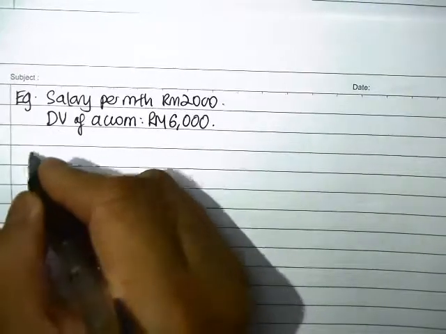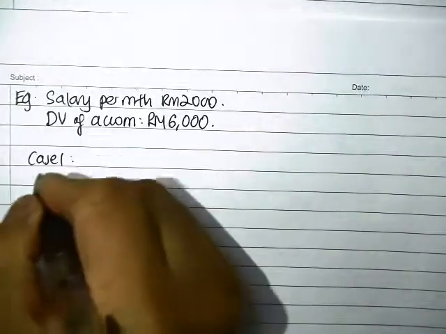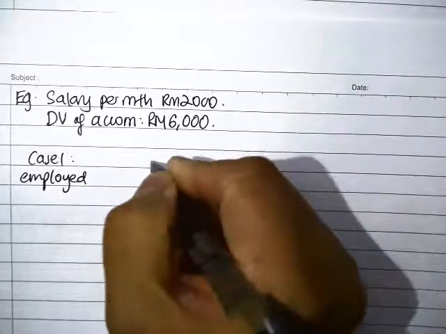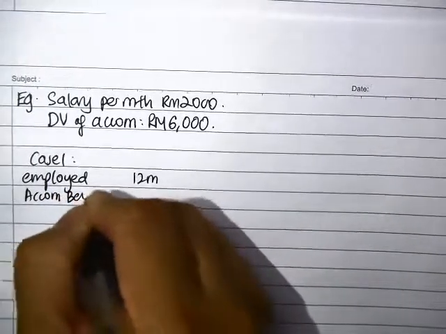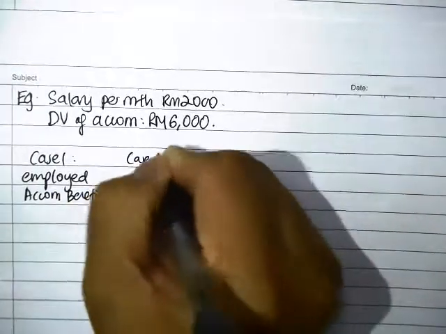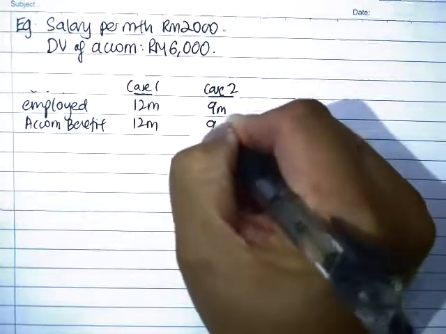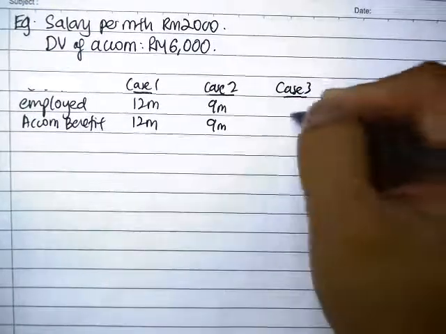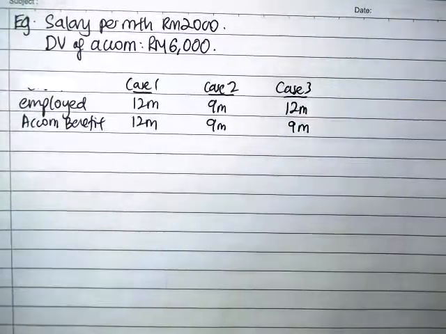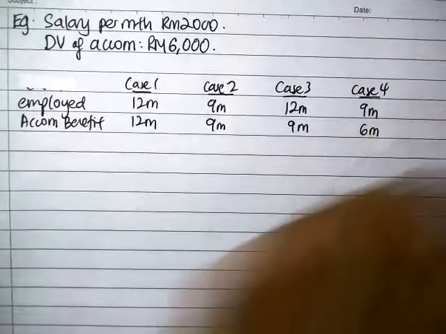Now, we look at a few cases, okay? Now, case one. Let's say you are employed for 12 months and your accommodation benefit is 12 months. Okay, this is my case one. Alright, now case two, let's say you're employed for 9 months, accommodation is 9 months. Okay, then case three, employed for 12 months, accommodation for 9 months. And case four, employed for 9 months, accommodation for 6 months.